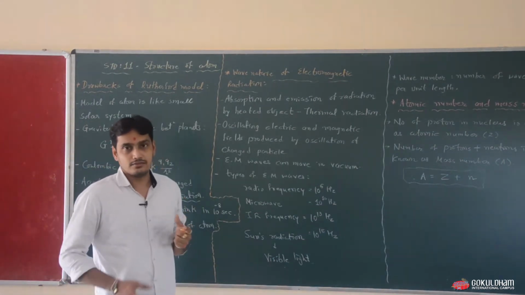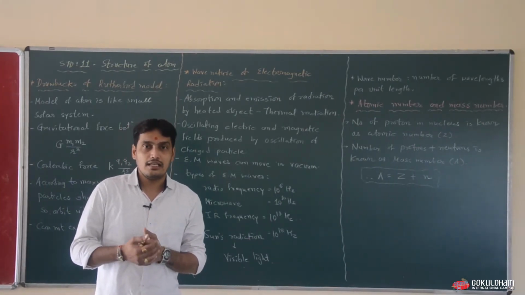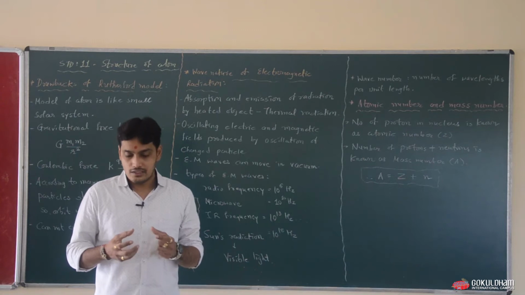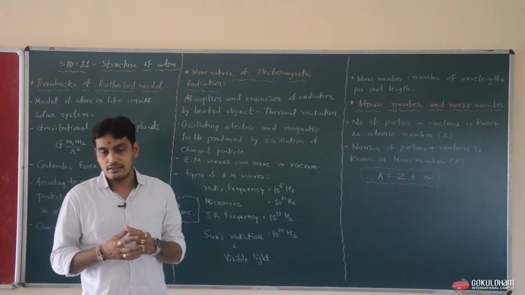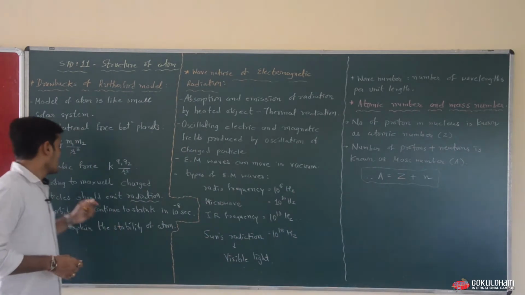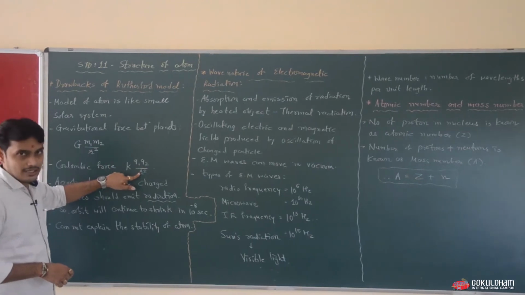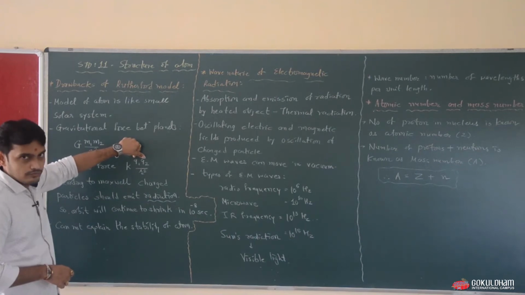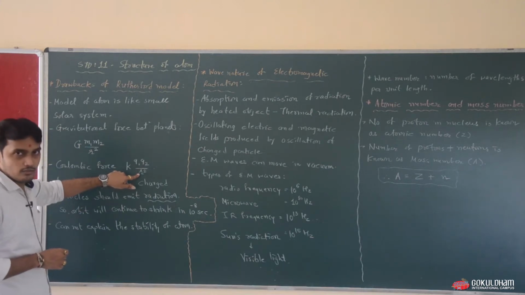Now atoms have charges. The nucleus contains positive charge, and the electrons present in orbit contain negative charge. So both charges, positive and negative, attract each other, and that force is known as the Coulombic force. The Coulombic force is denoted by K Q1 Q2 upon r square. This K is for Coulomb. Q1 and Q2 are the charges present on the atoms, and the distance is r.